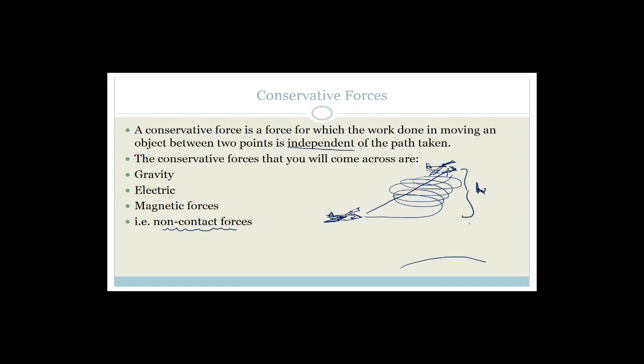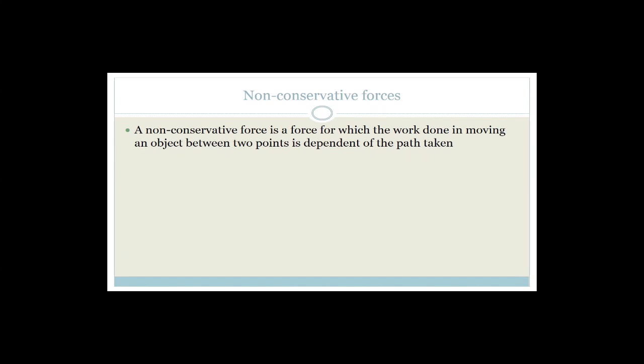okay? And typically your non-contact forces are the ones that don't care which path you took to get to where you are. Whereas a non-conservative force is a force for which the work done in moving the object between two points is dependent on the path taken. So there is something called non-conservative, or there's a new word, dissipative forces, and you need to know both words because they're both important, okay? So for example, friction, air resistance, tension, and applied force.